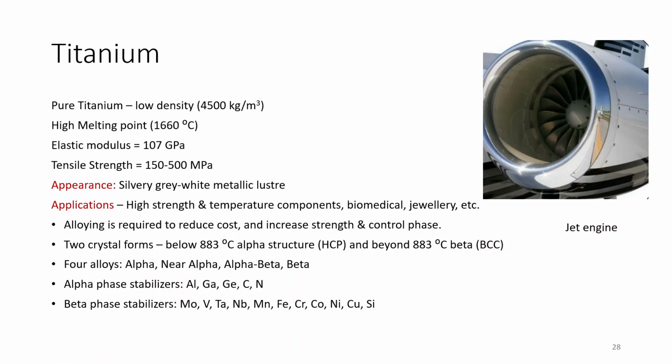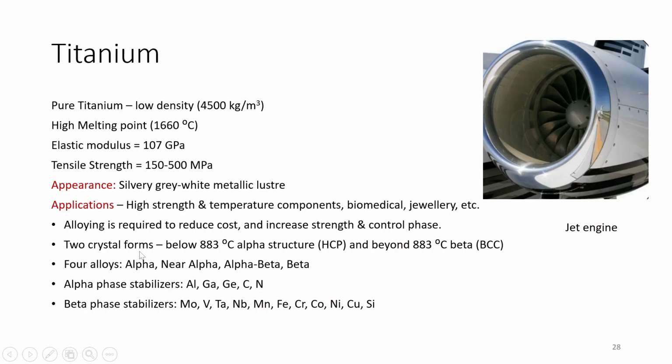The appearance is similar to aluminum: silver, grey, white, with metallic luster, and applications are in high strength and high temperature components, biomedical, jewelry, etc. In this case, alloying is required to reduce cost because this material is costly compared to the other elements that we'll talk about, and alloying also increases strength and controls phases.